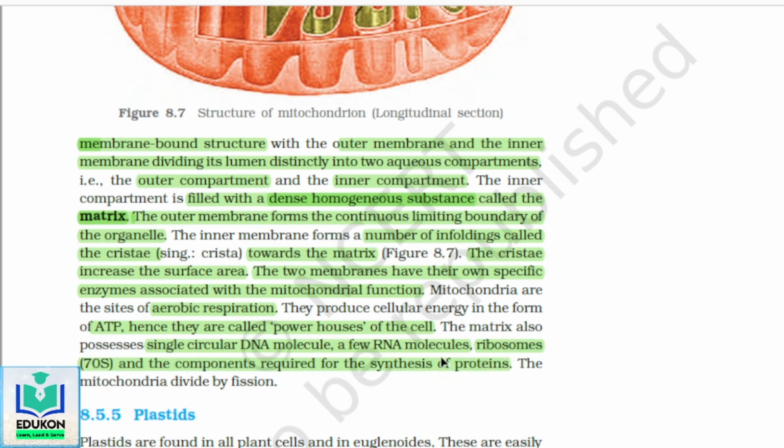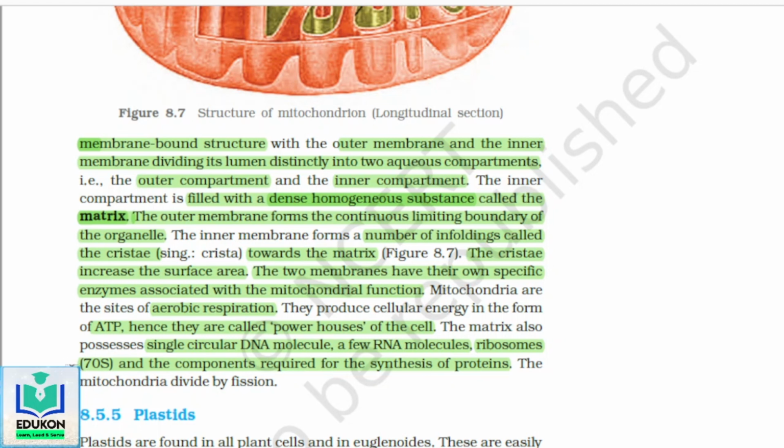Okay, now during the start of this unit, in the overview we studied the membrane bound organelles and non-membrane bound organelles. Like ribosomes are present in both prokaryotes and eukaryotes. I told you that ribosomes are also present in some other membrane bound organelles: chloroplast, mitochondria, endoplasmic reticulum. So here is the example. The matrix possesses a single circular DNA molecule, a few RNA molecules, and 70S ribosomes.